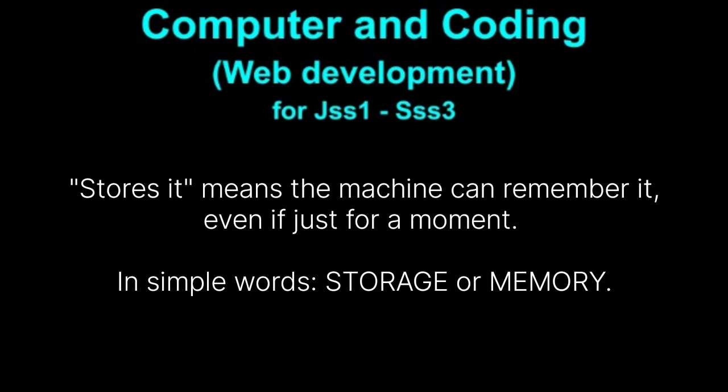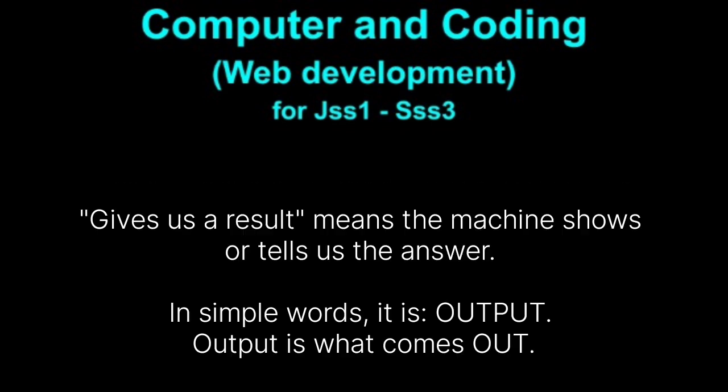And after the computer finishes processing data, it stores data either temporarily or permanently. In computer language, we call this storage or memory. The final part is when the computer gives us a result. The result is called output in computer language.